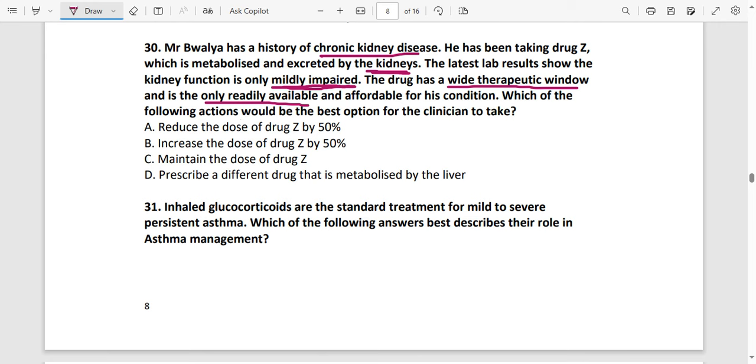Reduce the dose of drug Z by 50%, increase the dose of drug Z by 50%, maintain the dose, prescribe a different drug that is metabolized by the liver. Anyone that can help for this one? Thank you so much. Is there anyone that wants to explain why? Why are we maintaining the dose if we have got mild impairment of the liver here? Sorry, of the kidney, and this drug is also metabolized in the kidney. Why are we maintaining the dose?